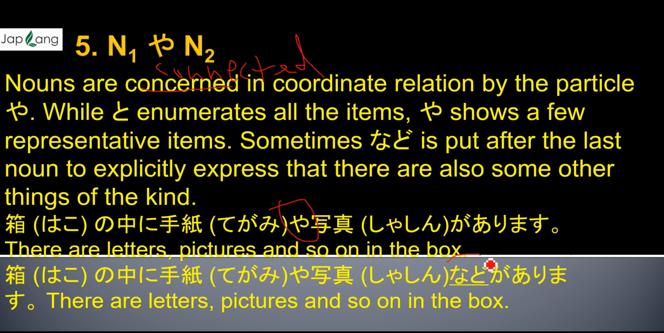So you can see nado, you can use nado ga arimasu, or you can simply say ga arimasu. If you say nado, that's because we are learning the pattern well. At the basic stage we can use nado. There are letters, pictures, and so on in the box. So if this meaning and this meaning are the same, either one you can use.